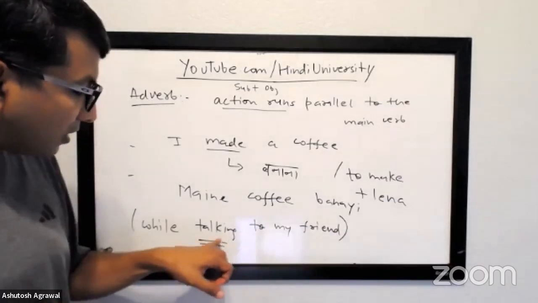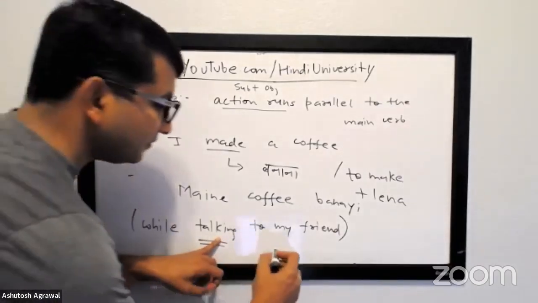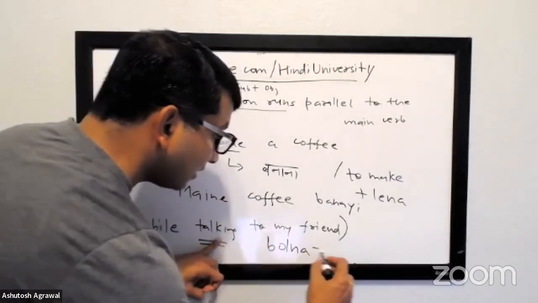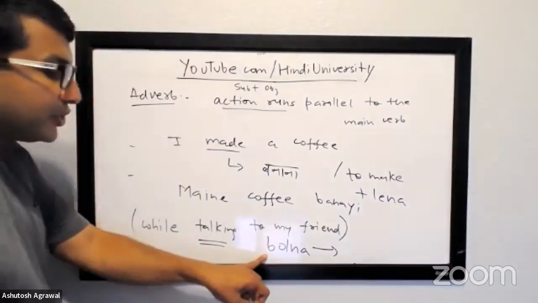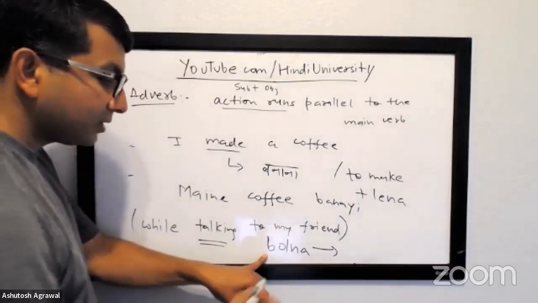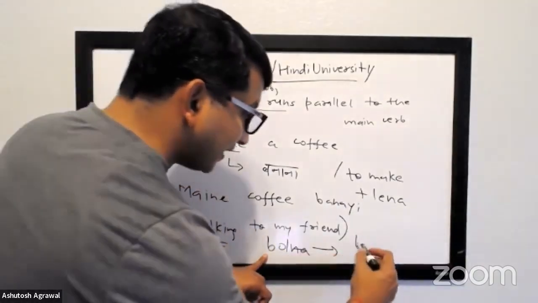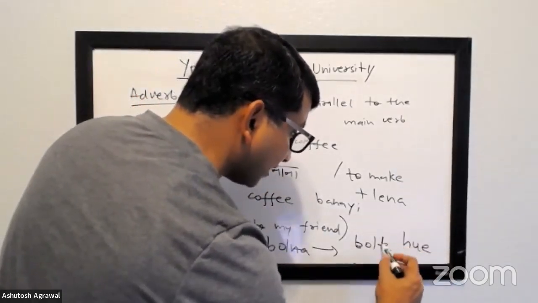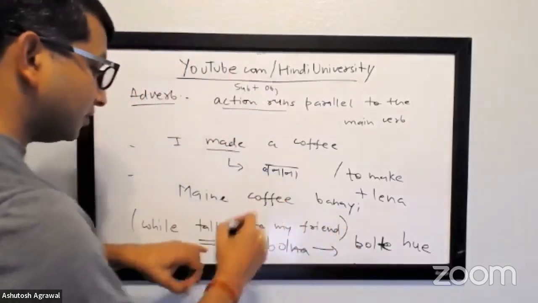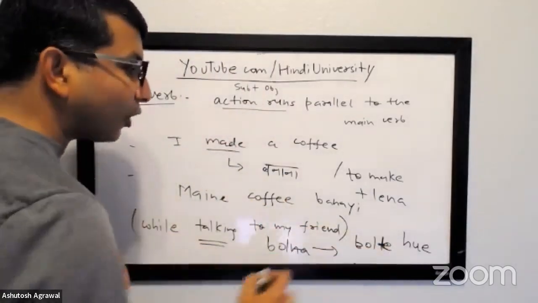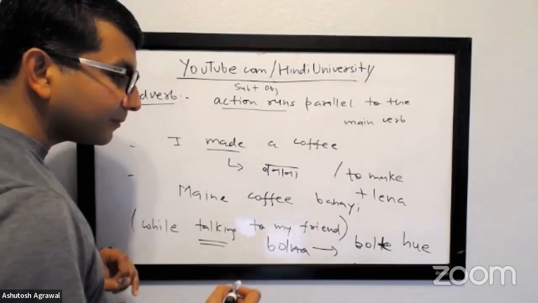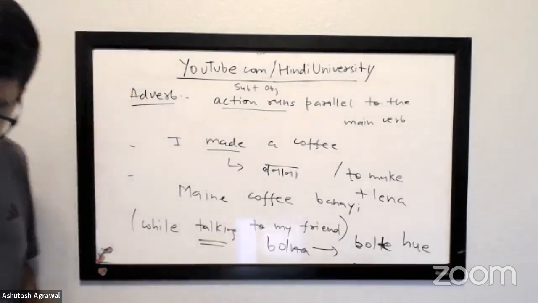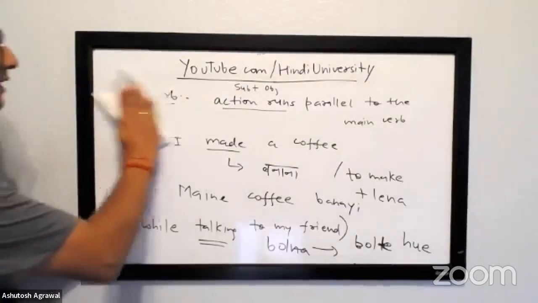So what is to talk? Austin ji, very good. Bolna. How do you change it to an adverb? बोलते हुए. Very good. Bolte hue. Let's say you don't worry about talking to my friends. You just want to say while talking, I made a coffee. मैंने बोलते हुए कॉफी बनाई. Very good. Right. So I'm going to write it down so everyone can follow it.